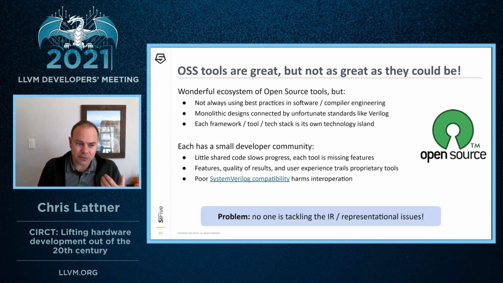One of the other big problems is that, as Andrew pointed out, Verilog isn't a great IR. Verilog and all of its cousins you have to interoperate with have pervasive redundancy, and there's no single source of truth. And so nobody is really tackling that problem either.